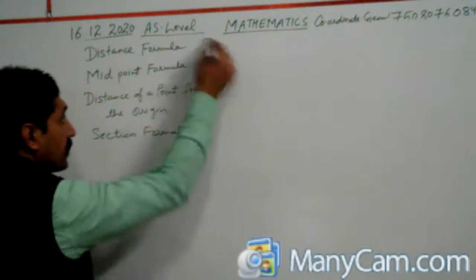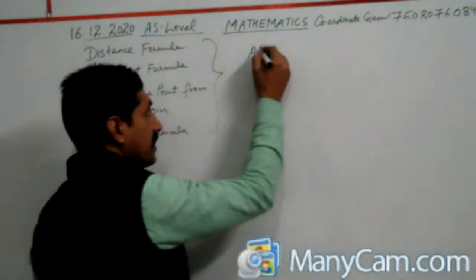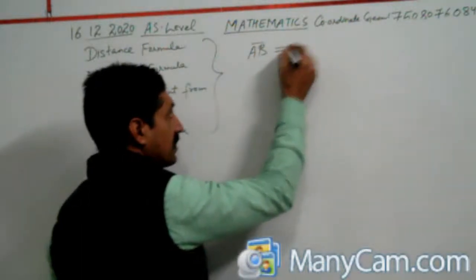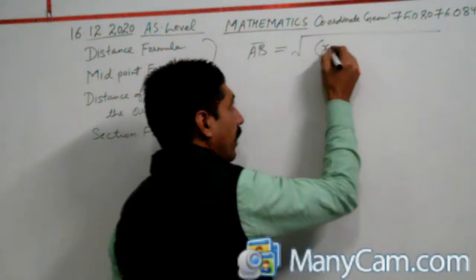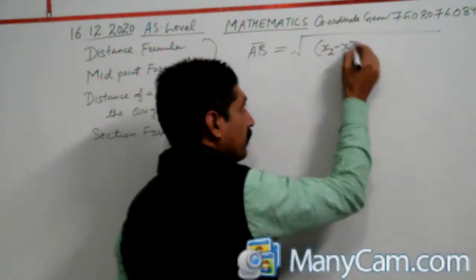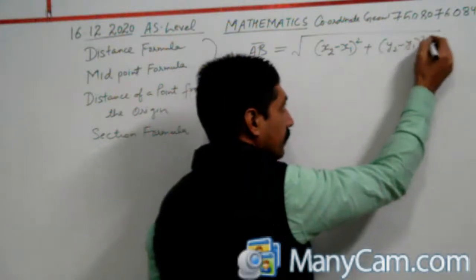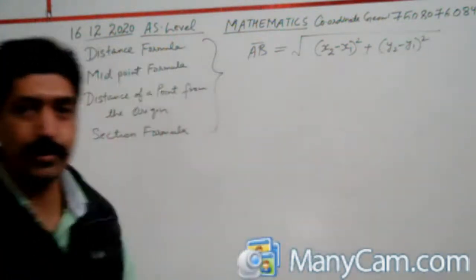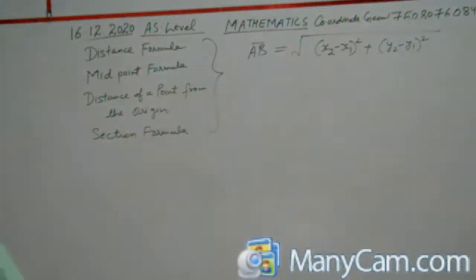Right? So the distance formula we have discussed: for two points A and B, the straight line distance between them is equal to the square root of (x2 minus x1) whole square plus (y2 minus y1) whole square.